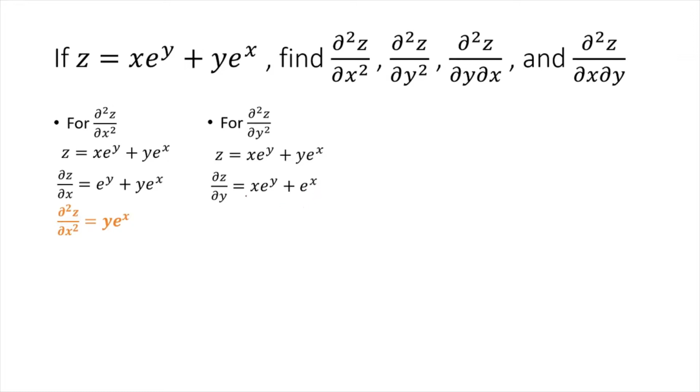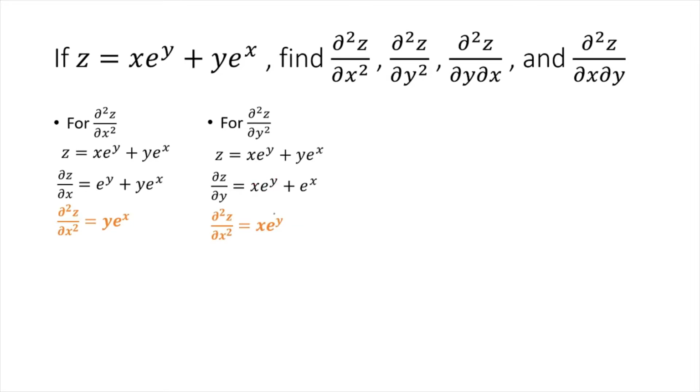This is now the first partial derivative of z with respect to y. And then differentiate again with respect to y, we are left with the first term. Again, x is constant, so the derivative of e raised to y with respect to y is still e raised to y.